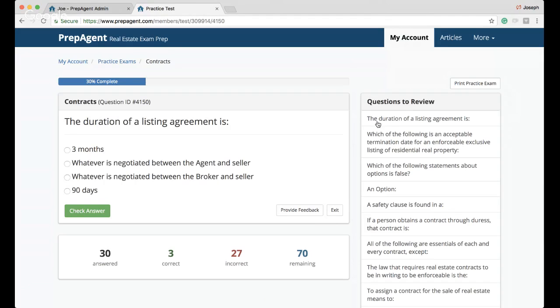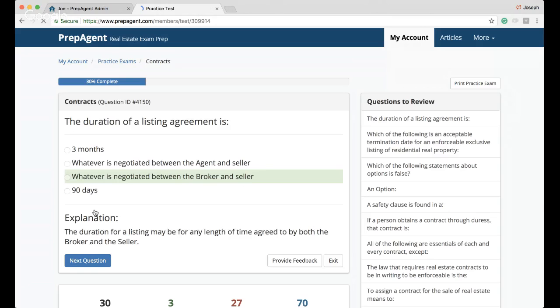The duration of a listing agreement is 3 months, whatever is negotiated between the agent and the seller, whatever is negotiated between the broker and the seller, or 90 days. What do you guys think? And the answer is whatever is negotiated between the broker and the seller.